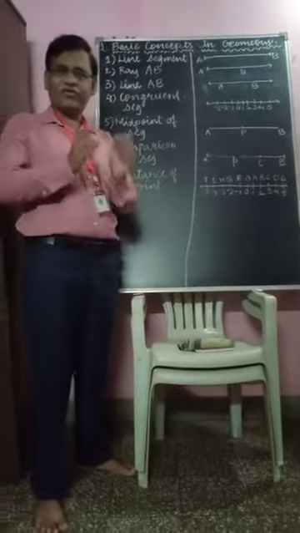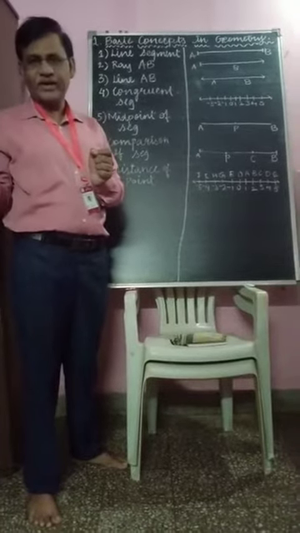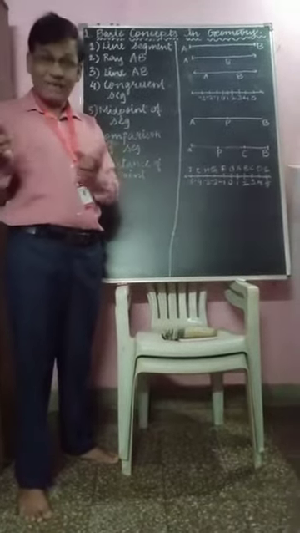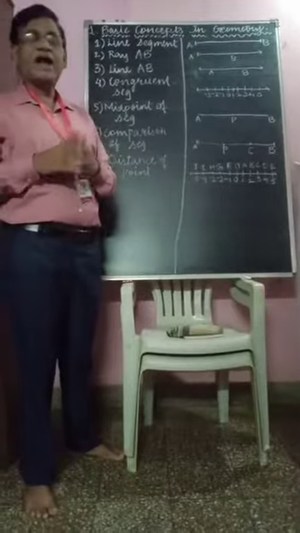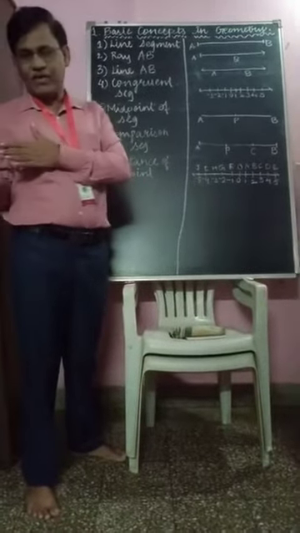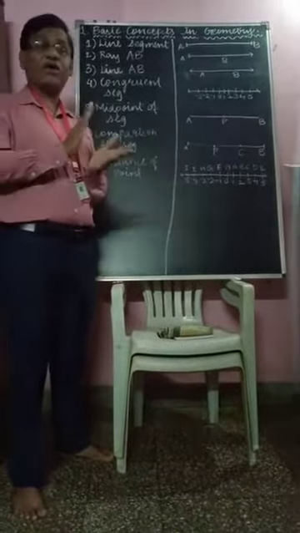Means length of AB is 2 cm, length of PQ is 2 cm, it means both are congruent, having the same length, so they are called congruent. And you can say AB is congruent to PQ. Similarly, PQ is also congruent to AB.